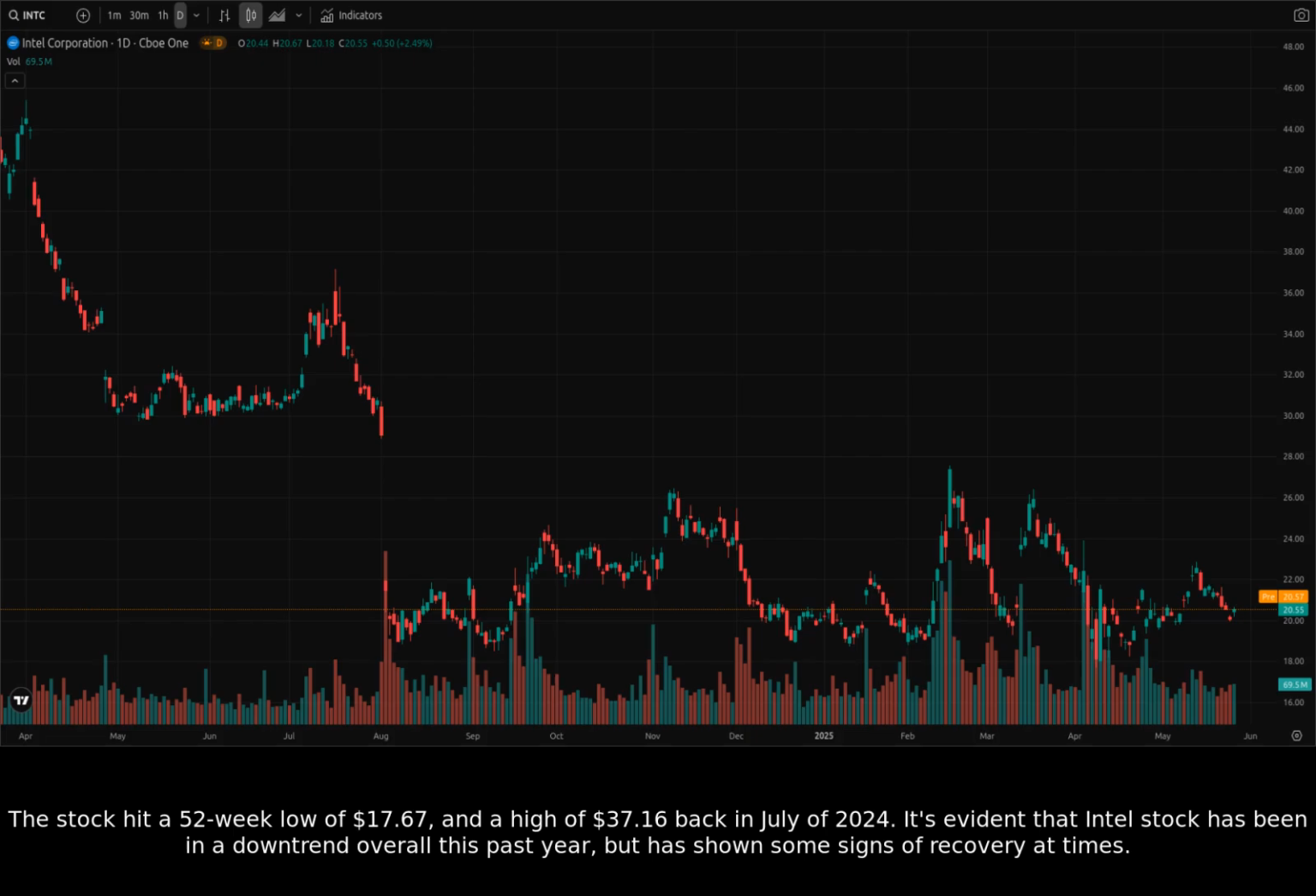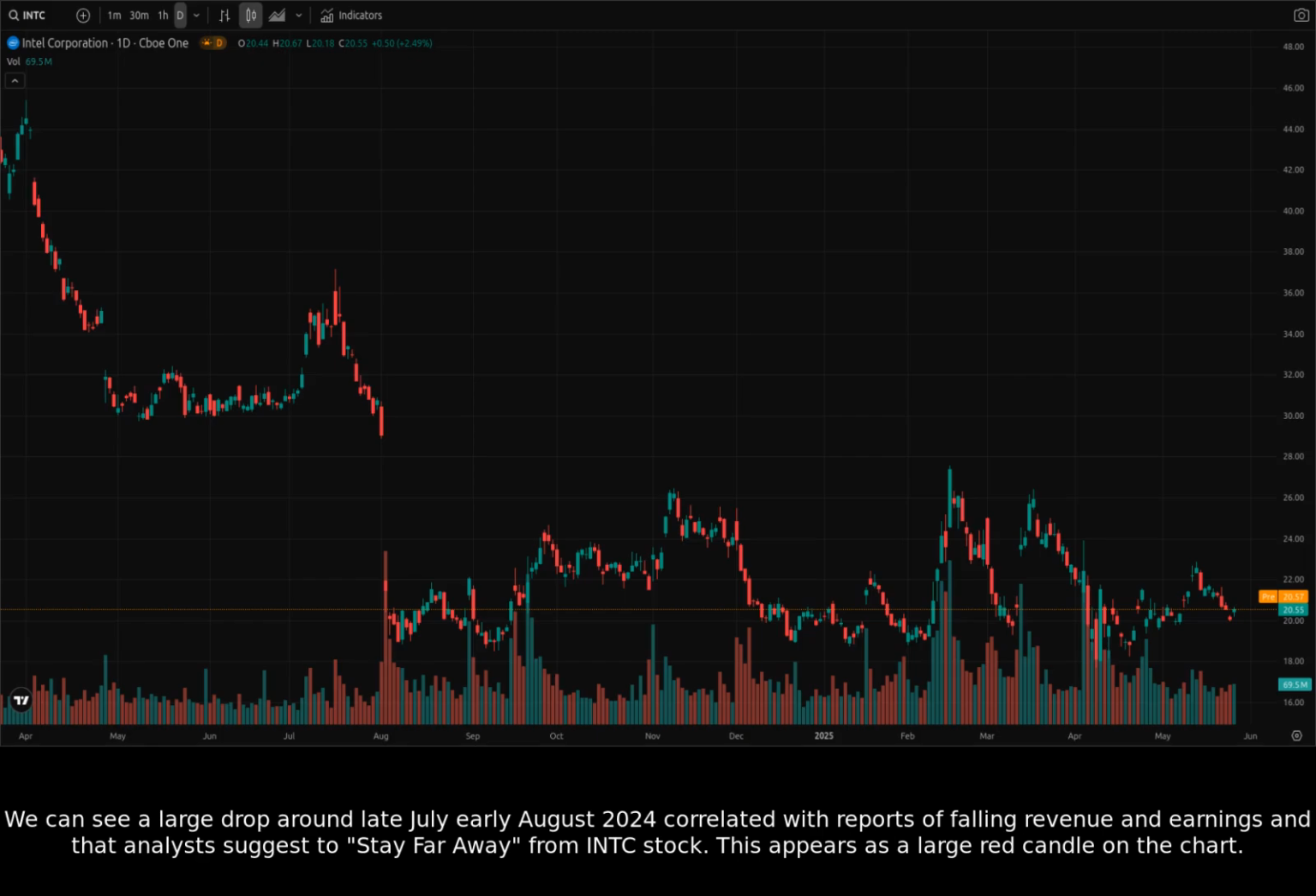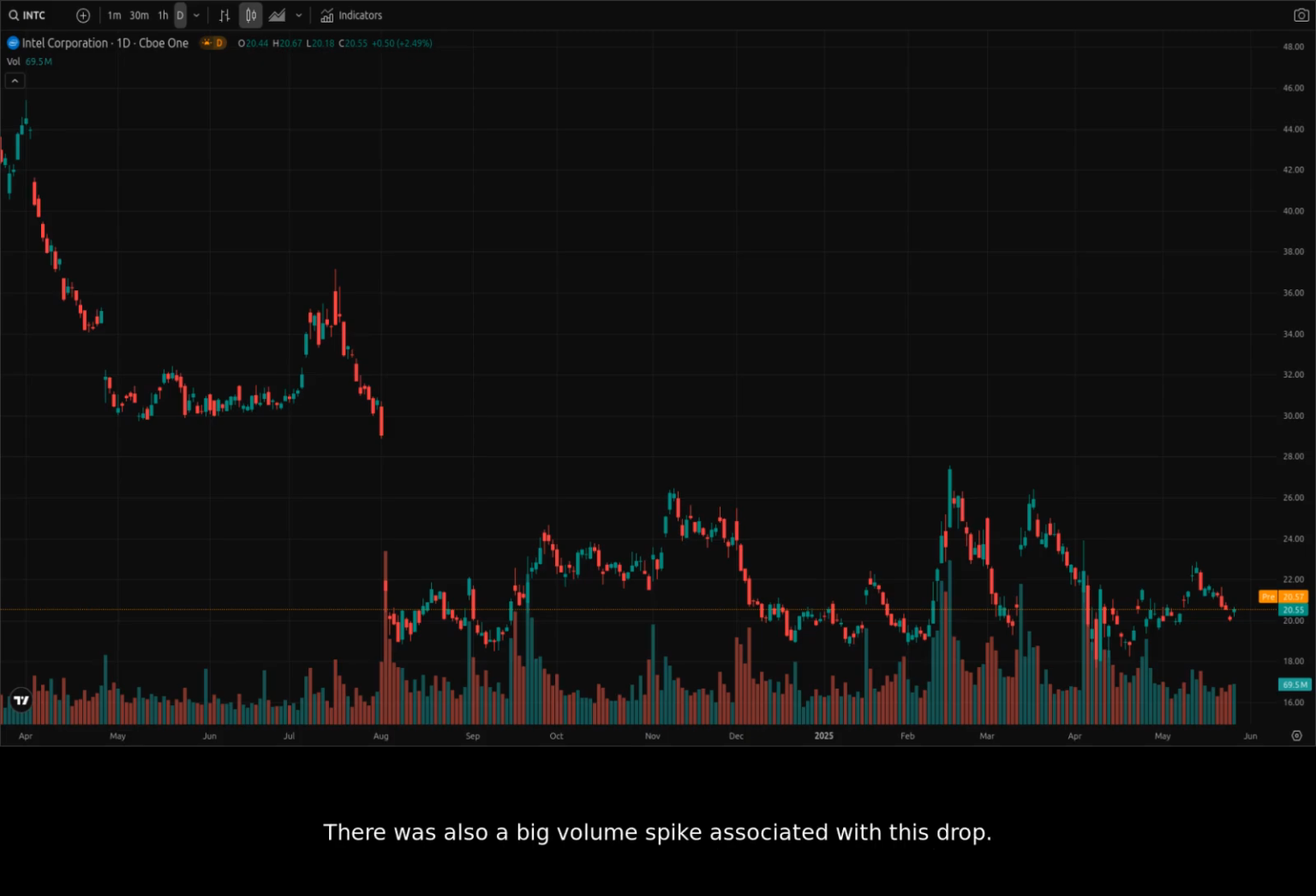We can see a large drop around late July, early August 2024 correlated with reports of falling revenue and earnings, and that analysts suggest to stay far away from Intel stock. This appears as a large red candle on the chart. There was also a big volume spike associated with this drop.